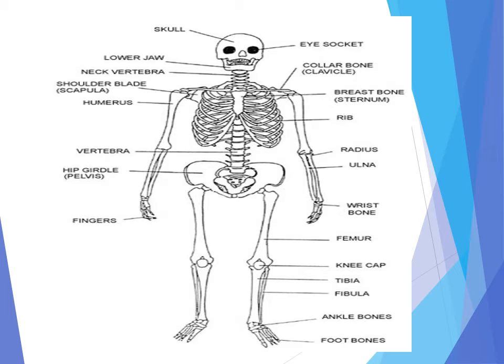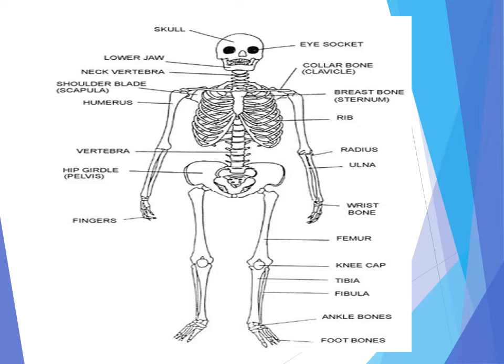If you look at this skeleton, you can be very clear about the sternum, which is the breastbone, the shoulder blade into which the humerus fits, and the upper arm bone. Then comes the hip girdle, which is the pelvis, fingers, and wrist bones. Ulna and radius are clear to you. Then kneecap, tibia, fibula, ankle bone and foot bone. In this skeleton you can easily identify the bones of the hind limbs and forelimbs.